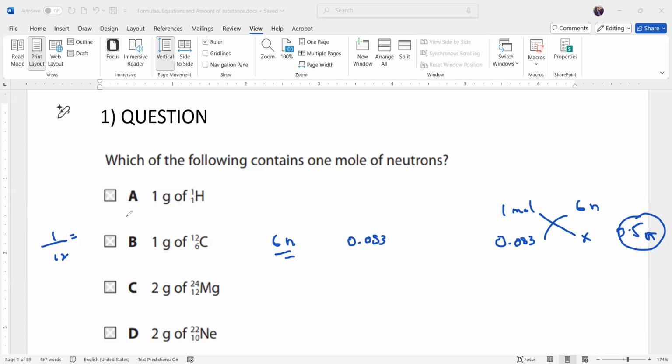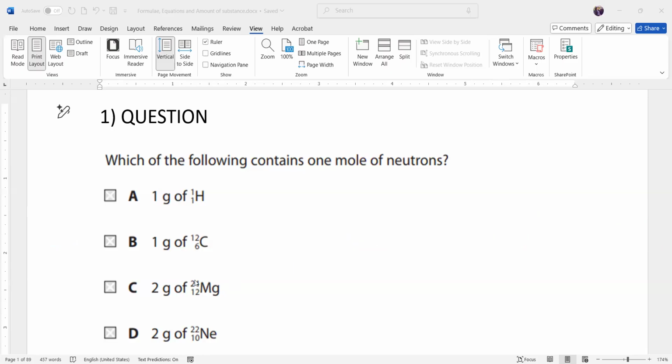What about C? 1 mole of magnesium, how many neutrons are there? 24 minus 12, we get 12 neutrons. So 1 mole of magnesium contains 12 neutrons. How many moles do we have now? Mass in grams divided by molar mass. So 2 divided by 24, which will make 0.0833.